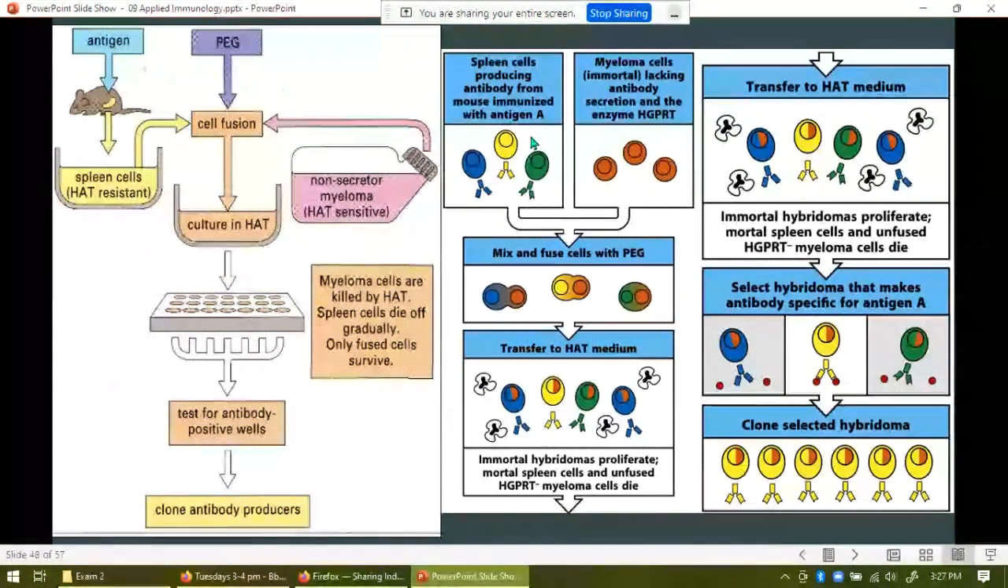So, two figures for your enjoyment. This is an old figure that I actually really like. You take the antigen, you immunize the mouse with it, you harvest the spleen and usually the bone marrow. And those spleen cells are HAT resistant because they're plasma cells. They have the HGPRT enzyme. And then you also take non-secreting myeloma cells that don't make antibody, and they are sensitive to HAT. And you fuse them in PEG. Then you culture them in HAT for 7 days.